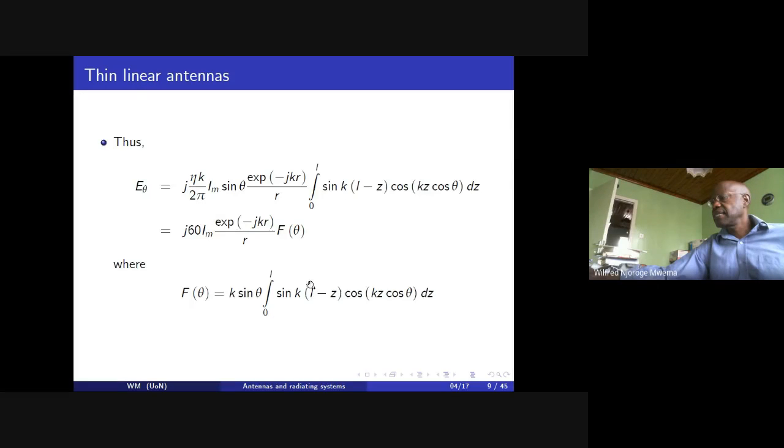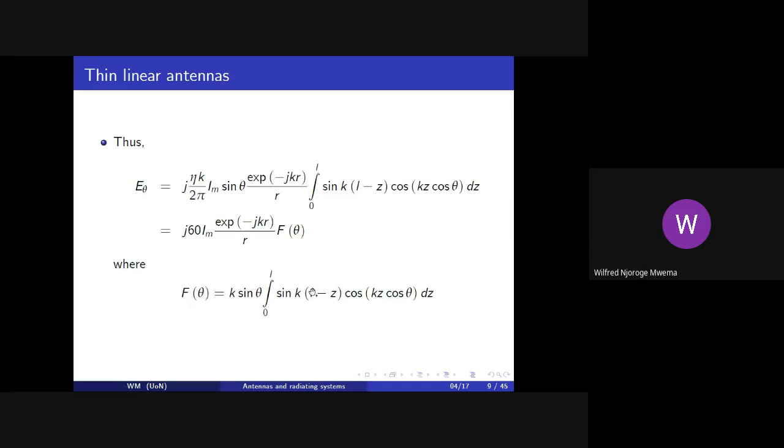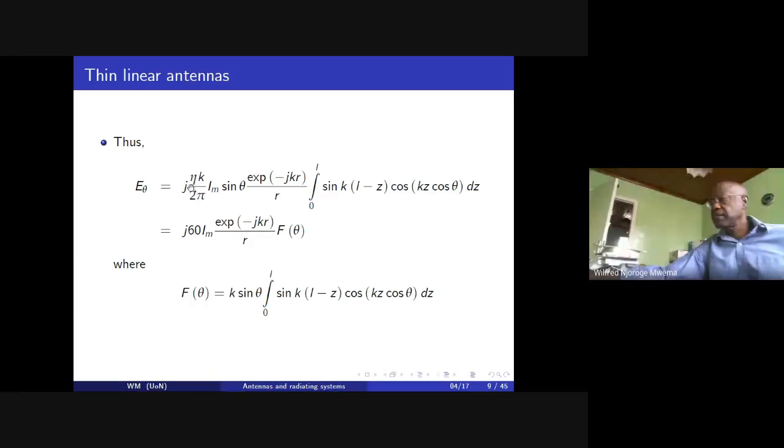So this is the integral. We can show how to integrate this in a few minutes, but for now, let's just stop at that level. Remember, this 60 is because eta is 120 pi for free space, and twice pi will therefore give us 60, and the k, of course, will cancel out.